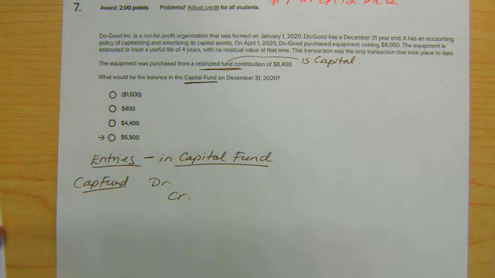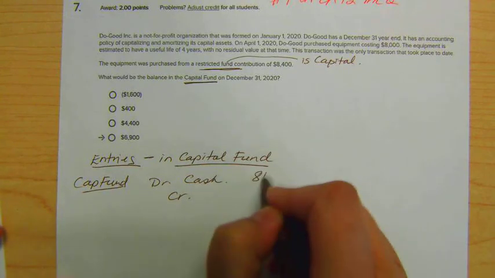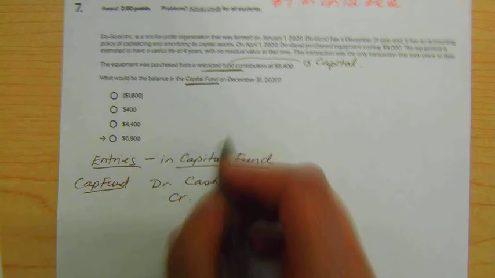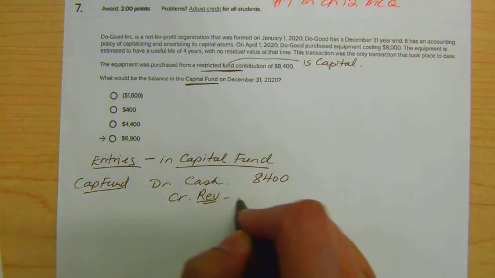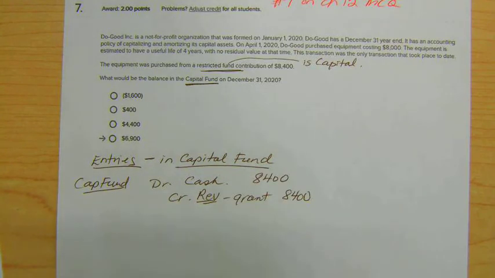Okay, so we're going to debit cash for $8,400. What would I be crediting? If it's going directly into a capital fund, do we have to worry about deferred revenue? Nope. So it's some kind of revenue account. So revenue, and in this case, we don't know what it's from. I don't think it told us, did they? So let's say it's some kind of grant. Okay, so that's the cash getting there.